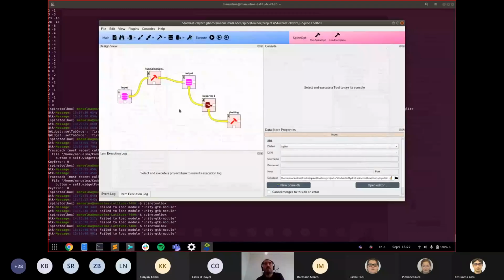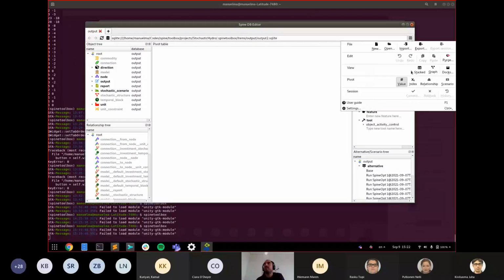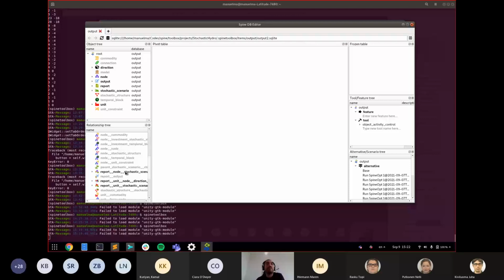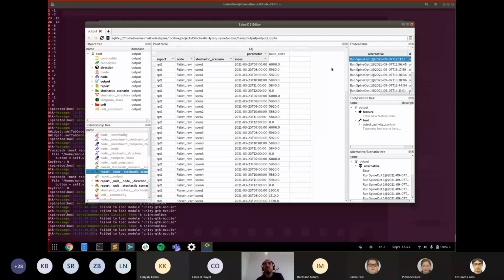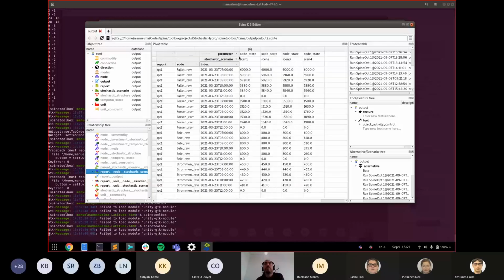Maybe since we have some time, I can briefly show you the results database. We have what I was showing you in the slide. For different stochastic scenarios, I have different reservoir levels. So this is what we call node state, a reservoir level. And here I can see the trajectories. And I can also see that at the very last time step, I don't have any water left because the future value unit has taken everything.